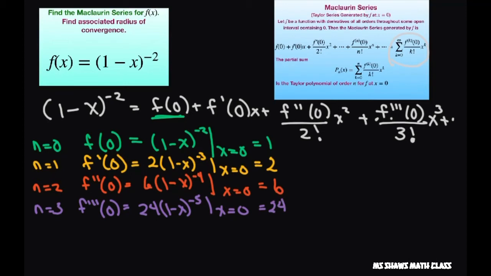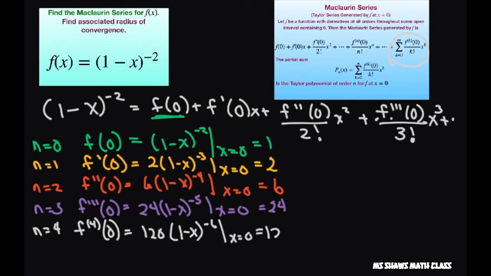And then finally, if you want to do one more, we can do n equals 4. So that's the fourth derivative at 0. That's going to give you 120 times 1 minus x to the power of negative 6 at x equals 0. That just gives you 120. So filling this out right here, basically what we're doing is we're dividing by 1 for this, and then we'll be dividing by 2 and so forth. So let's do that part.